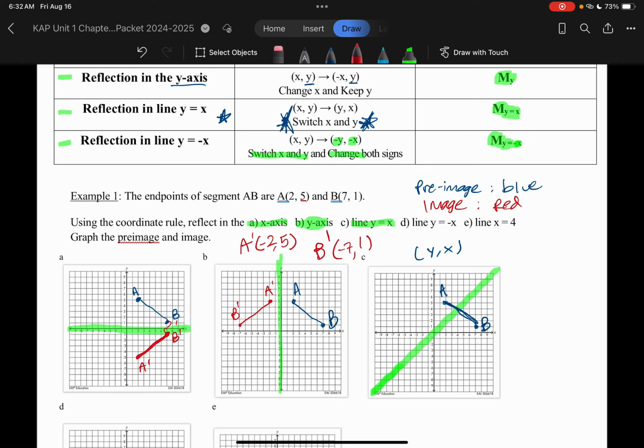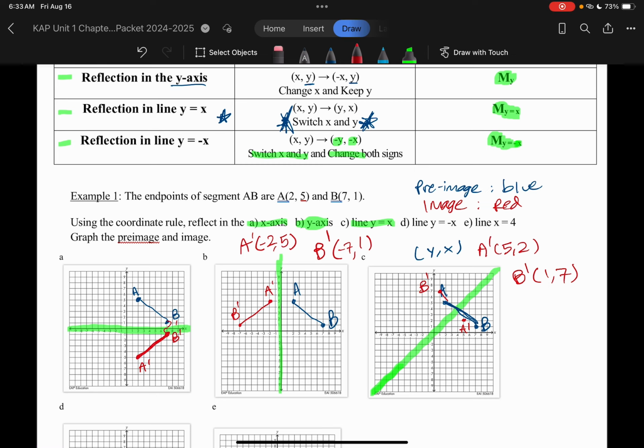So if we apply those rules, where we are essentially swapping the x and y coordinates, then A prime would become (5, 2). B prime would become (1, 7). So plotting those points, we have (5, 2). And hopefully you're able to essentially see the mirroring effect occurring from A to A prime. Similarly here for B prime, we're going to have the point (1, 7), so located up here.